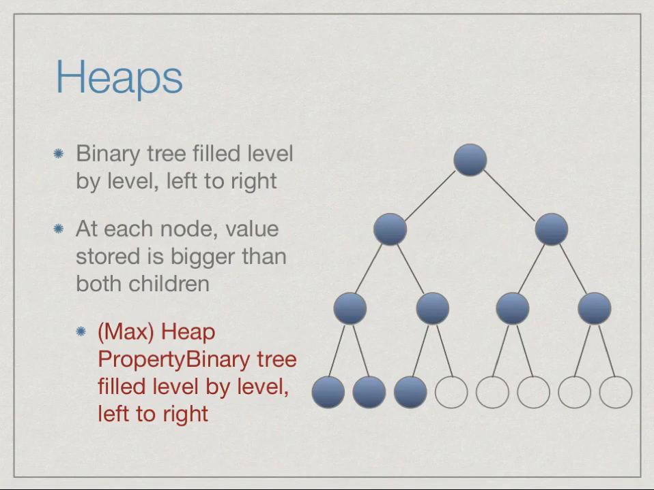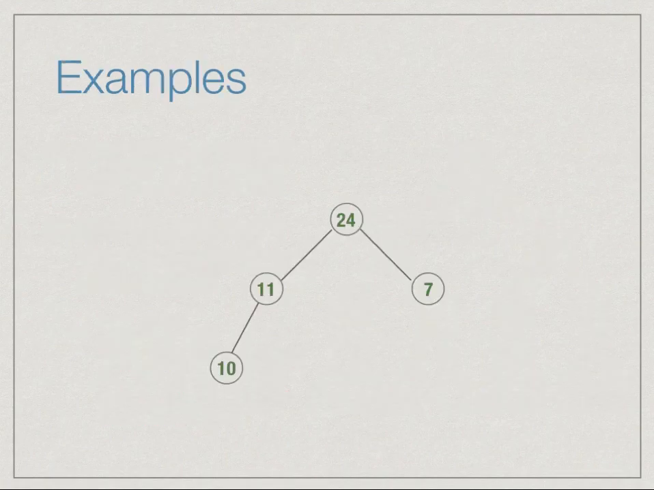The second property about a heap is the values themselves. The heap property, in this case what we call the max heap property, because we are interested in maximum values, says that every value is bigger than the values of its two children. So at every node, if we look at the value, and we look at the value in the left child and the right child, then the parent will have a larger value than both the children. So let's see some examples.